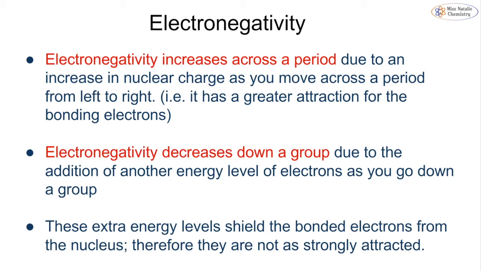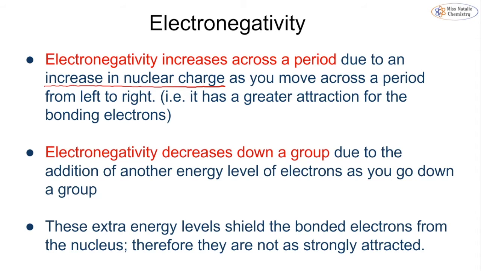So as you go from lithium to chlorine, the ability to attract the bonding electrons increases. And this is because you get an increase in nuclear charge. So because you get more protons, your electrons are going to be more attracted, so it's going to be pulled closer. As you go down a group, the electronegativity decreases, and this is because you're adding in quantum shells.